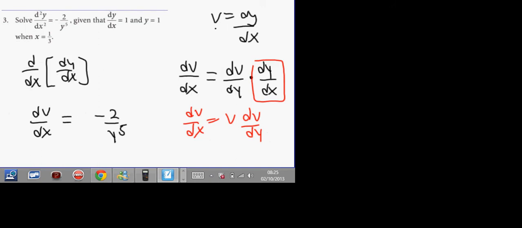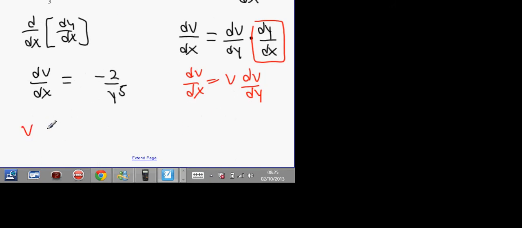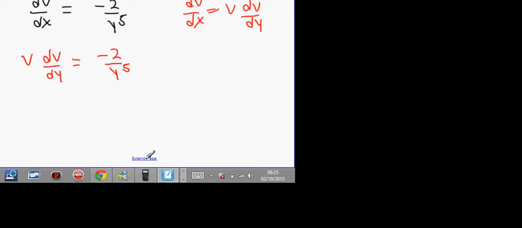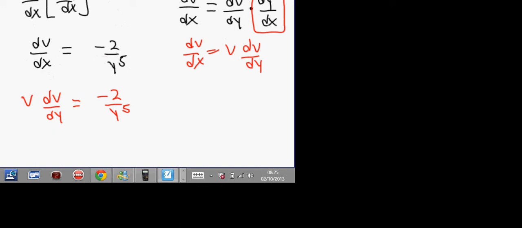Okay, so what we're going to get here is that dv/dx ends up to be, and we've already discussed that dy/dx is v, so it's going to be phi dv/dy. So now when I rewrite this full equation, I'm now going to have phi dv/dy equals minus 2 over y to the power of 5. My problem has now been solved. I can now integrate as I've done in the last couple of exercises.